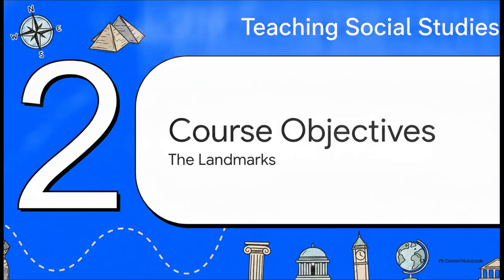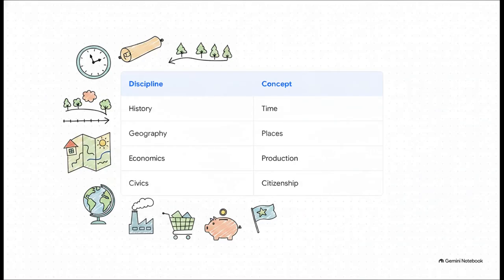All right, moving right along to Section 2, your course objectives, the landmarks. It's actually super fascinating how adult-level academic disciplines translate into bite-sized concepts for kids. For history, you'll learn to explain how time, continuity, and change relate to the early childhood curriculum. Geography, that's going to focus on explaining people, places, and environments. Economics gets translated into the basics of production, distribution, and consumption. And finally, civics and government is really all about teaching the foundational concept of citizenship. Essentially, you're learning how to distill the entire complex world into concepts that a young child can just naturally grasp.